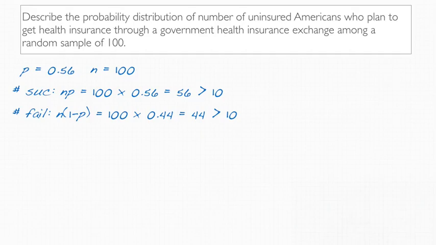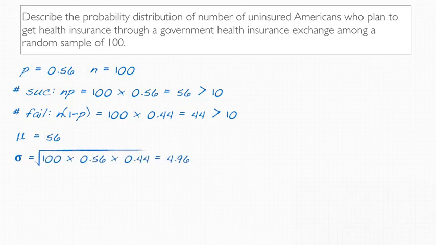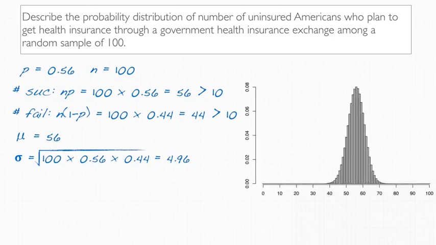Normal distributions have two parameters, mean and standard deviation. So to fully describe the distribution, we need to calculate these parameters, which we know can be estimated by the binomial mean and standard deviation. Mean, in other words, the expected number of successes, is 56, we already calculated this, and the standard deviation can be calculated as the square root of n times p times 1 minus p. So that's the square root of 100 times 0.56 times 0.44, roughly 4.96. So this binomial distribution's shape actually follows a normal distribution with mean 56 and standard deviation 4.96.